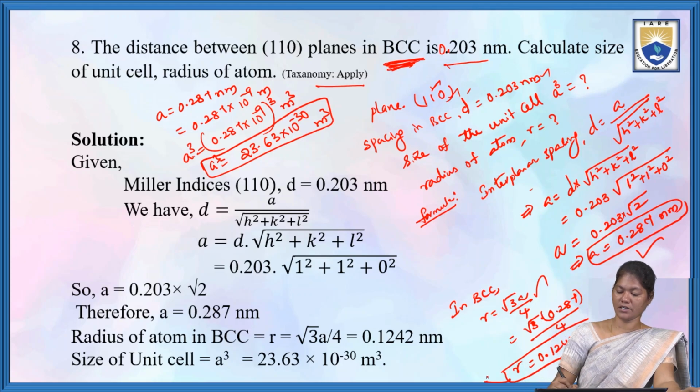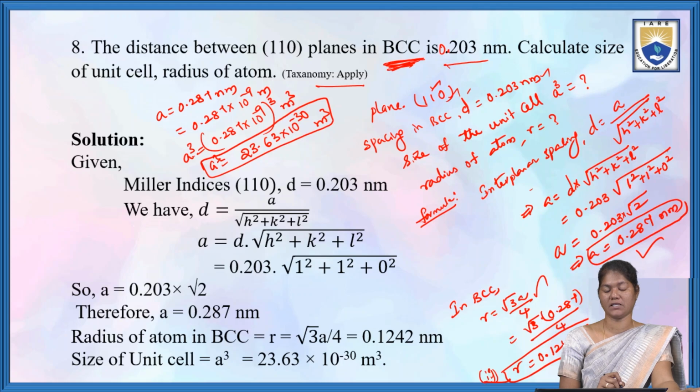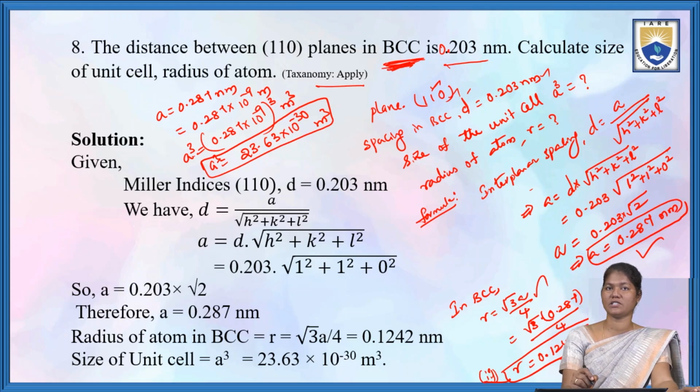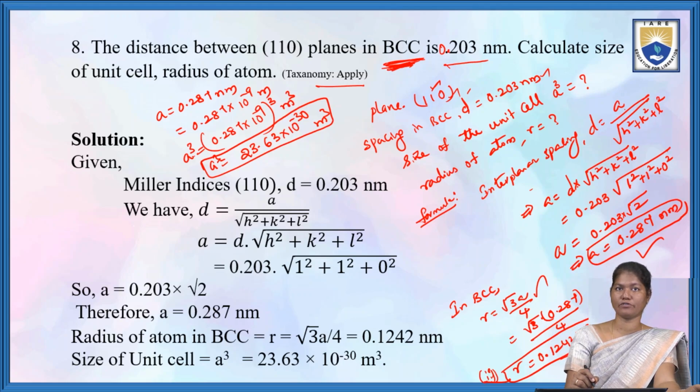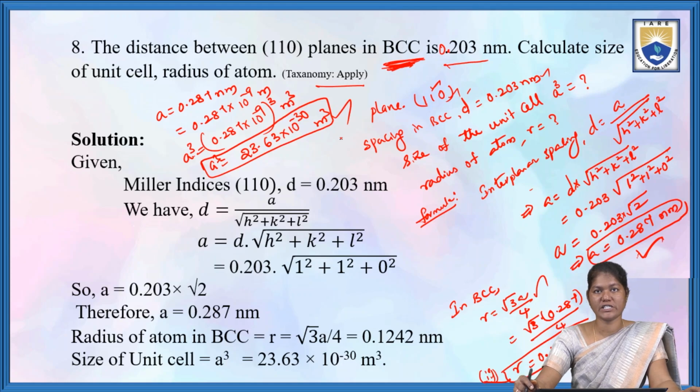So this is the radius of the atom. Then the second thing, we have to find the size of the unit cell. As it is a BCC structure, the volume of the unit cell is a cube. That is nothing but the size of the unit cell. So a cube is equal to 0.287 into 10 power minus 9 whole cube. So we'll get 23.63 into 10 power minus 30 meter cube.